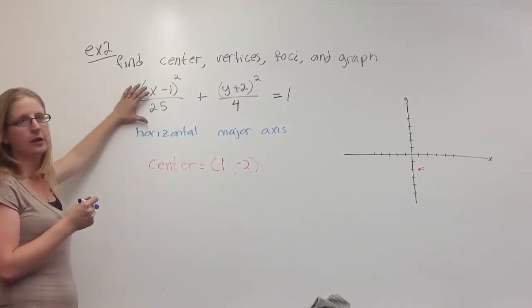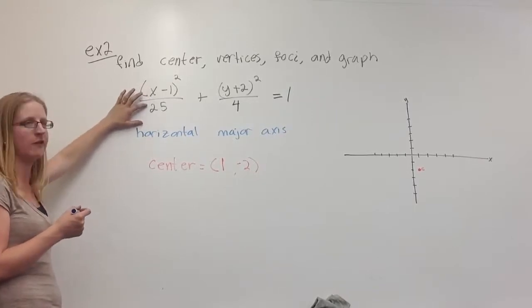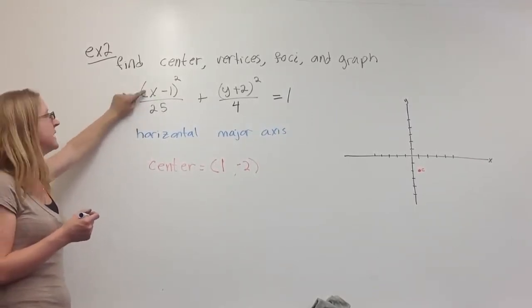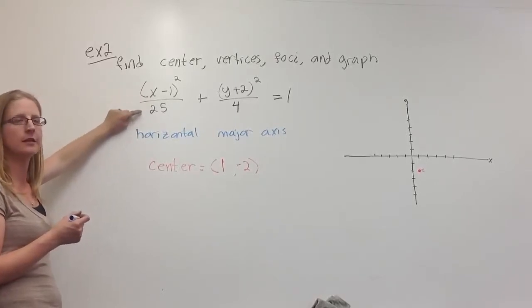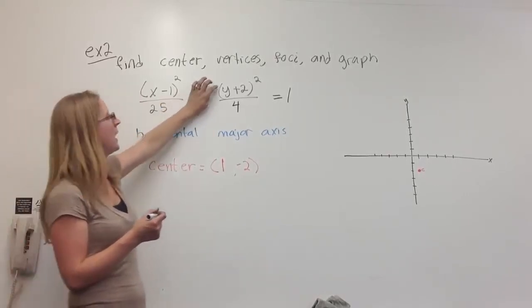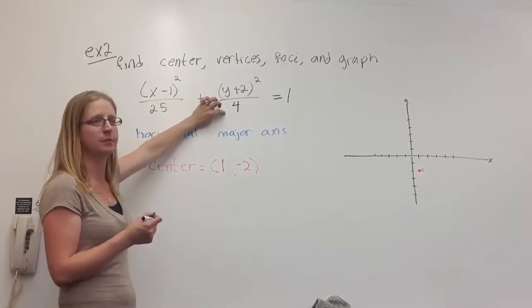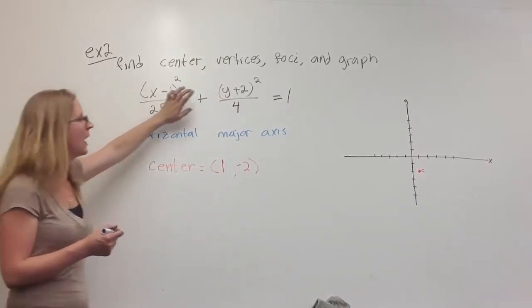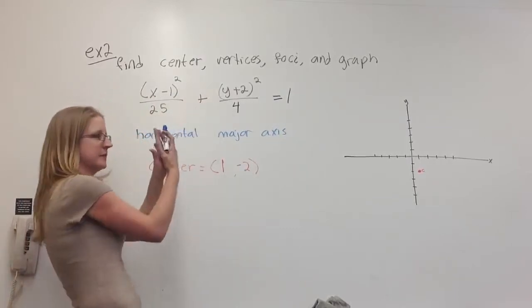You look at what's underneath the x. What's underneath my x here? It's a 25, right? Isn't that a 5 squared? So that means in the x direction, my radius is 5. In the y direction, my radius is 4. So this is the x direction.